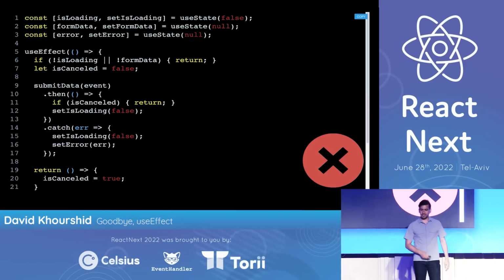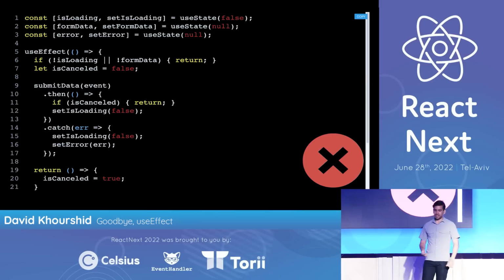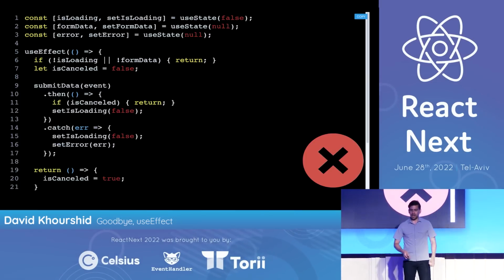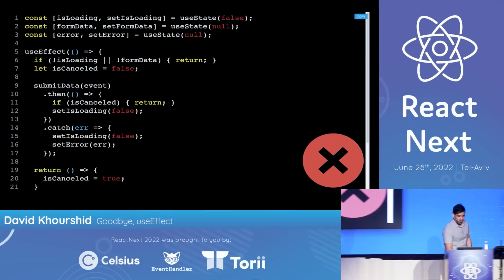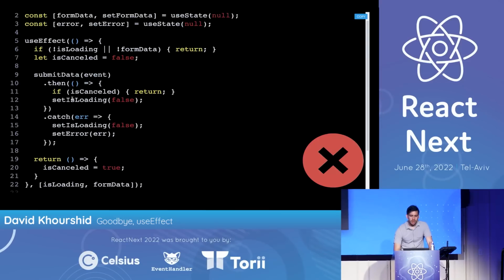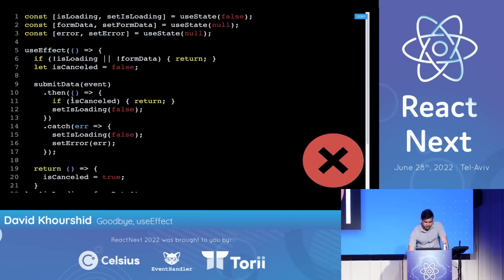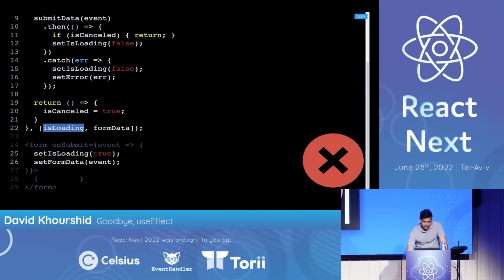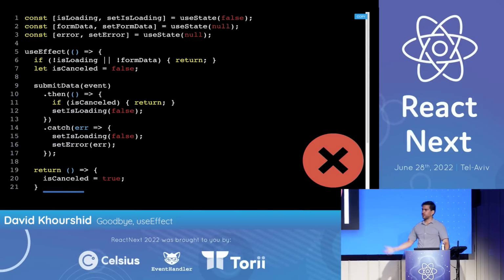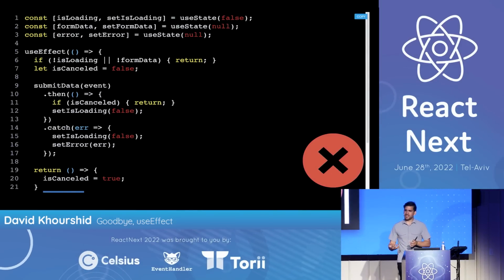Instead, move it to the event handler. So this is an example, submitting data. We are putting it all inside of this useEffect. We're just tracking so many variables. And so this isLoading variable is the one that's actually triggering the effect, which doesn't really make sense.